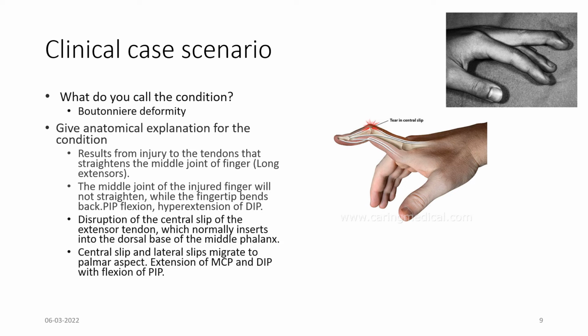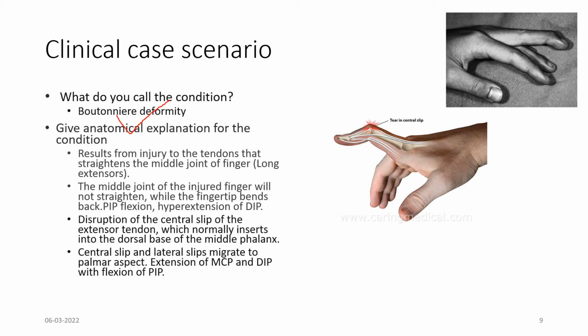Now let us look at the clinical case scenario with which we have started our discussion. So see the condition of the middle finger in a football player who was practicing and had an injury. And what do you call that condition? This is known as the quaternary deformity. What is the anatomical basis for this condition?